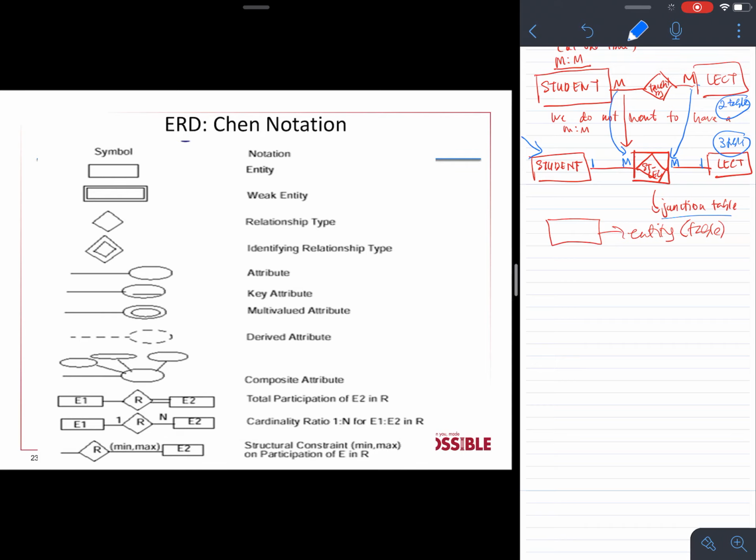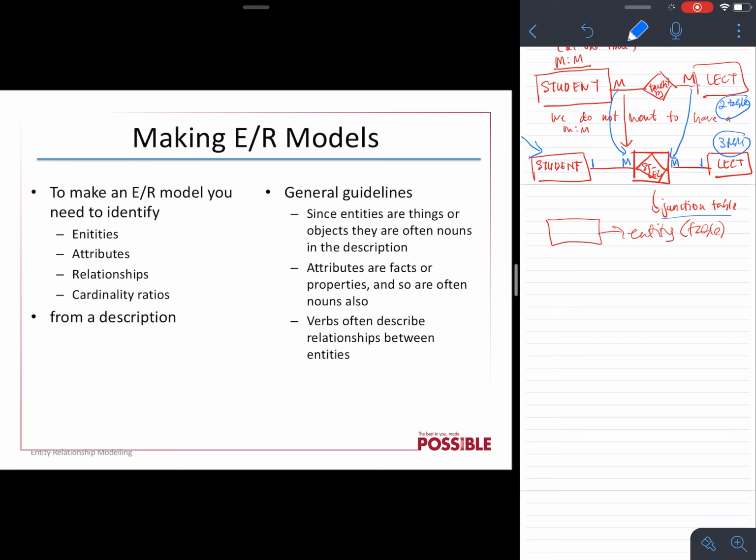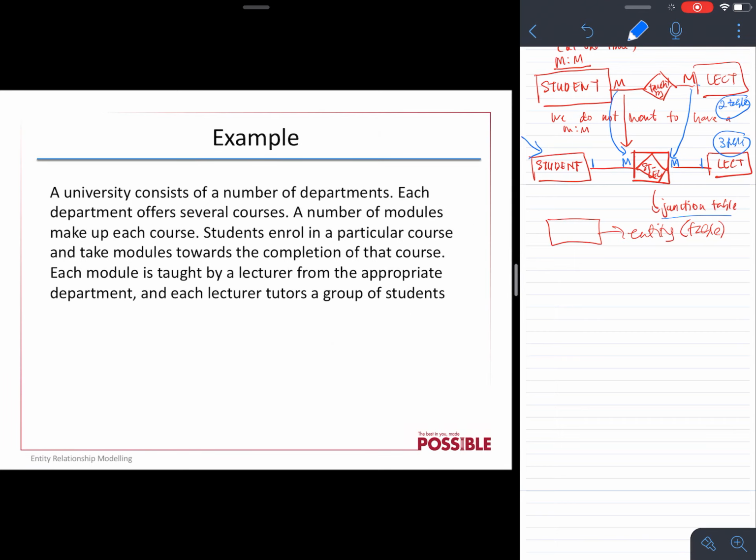Okay, this is the whole diagram that we have gone through. You can look at it. All right. Let's look at an example.